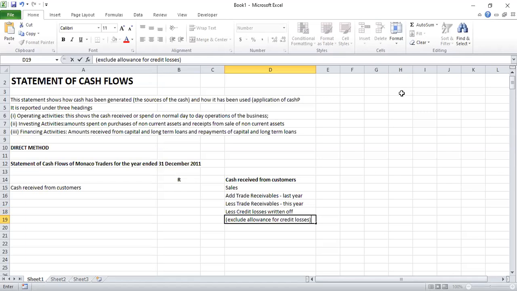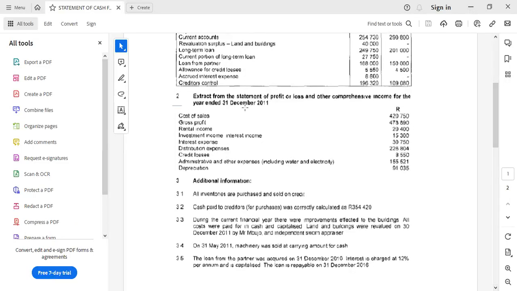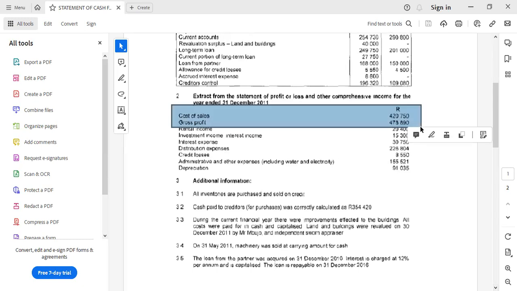So now let's go and check our sales. If you check here, we get the sales from the profit or loss. Now we are not given sales, but we are given our cost of sales and our gross profit. And we know that sales minus cost of sales is equal to gross profit, which we did in our previous classes. If we change the subject of the formula, we arrive at sales equals gross profit plus cost of sales. So as long as we know the gross profit and the cost of sales, we can calculate the sales.